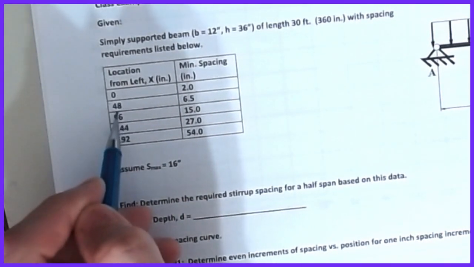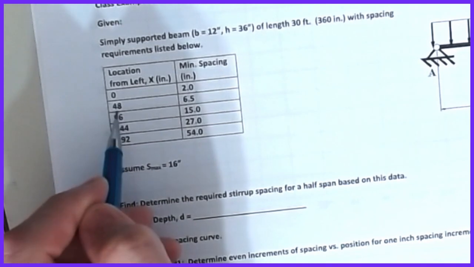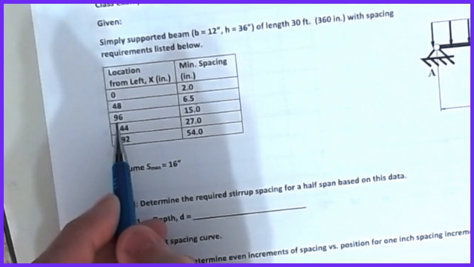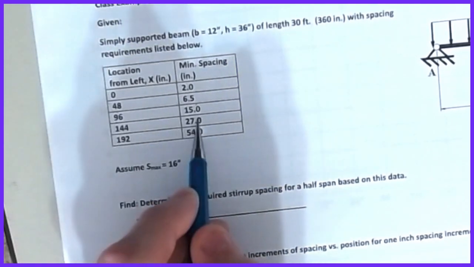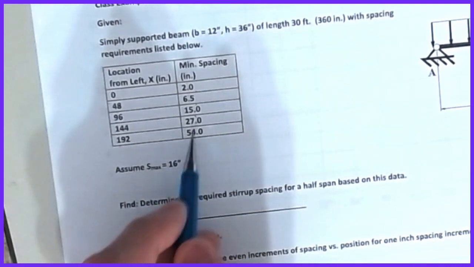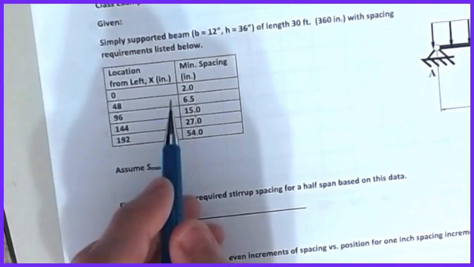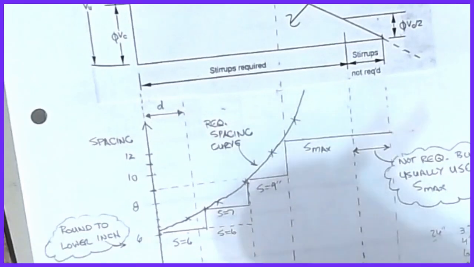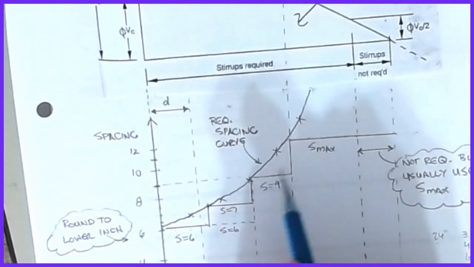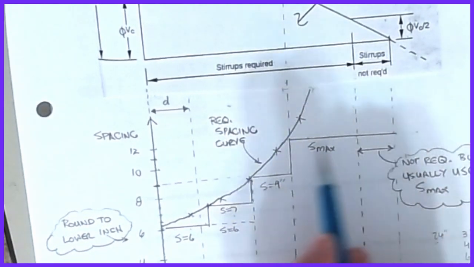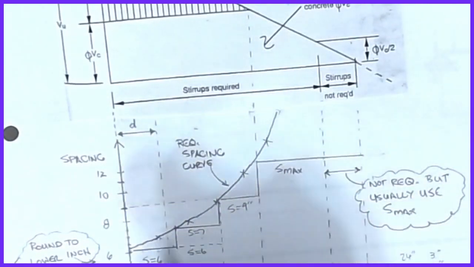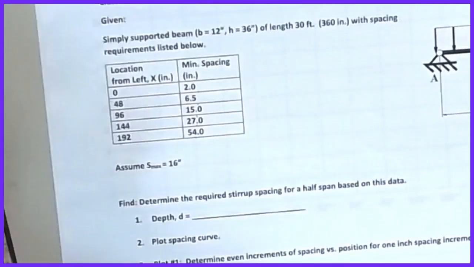At 48 inches from the left, your V would correspond to a 6.5-inch spacing required. 96 inches from the left, 15 inches is my spacing, 144 is 27, and 192 is 54. Now, obviously, at these points, this is that curve that's coming up on the diagonal. It's this curve, right? And so what we've done is we plotted the points on up the page. But notice that you're going to be bound by this S max limit, so we're going to have to figure out what S max is and draw that line in. But that table gets you this curved line here as you start to lay this out.